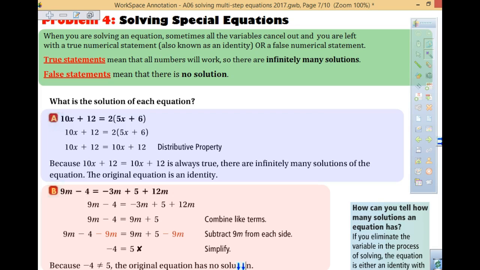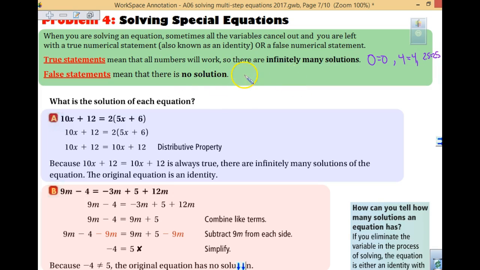Caleb. When you're solving an equation, sometimes all the variables cancel out and you are left with a true numerical statement, also known as an identity, or a false numeric statement. So our true statements, that's when we have infinitely many. That's when 0 equals 0. 4 equals 4. 2.5 equals 2.5. All true statements. You agree?